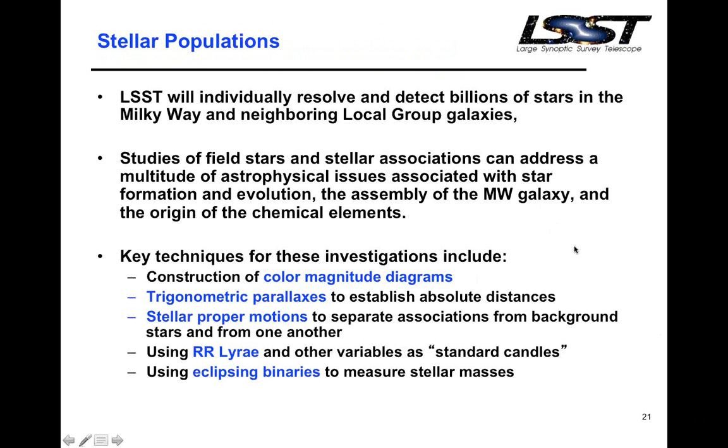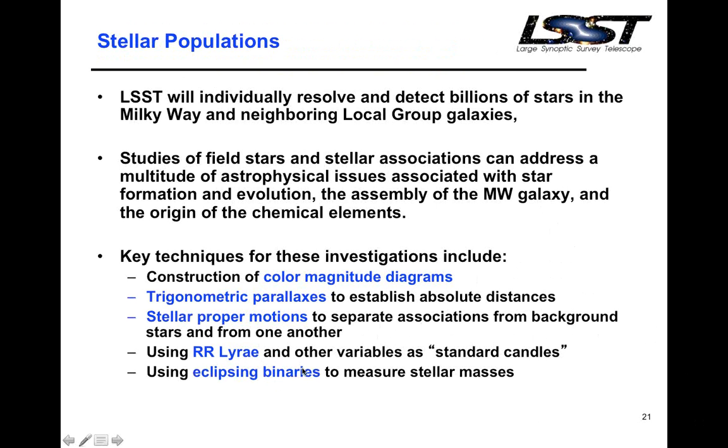And so key techniques for those investigations, most of these are classical astronomical techniques: the construction of color magnitude diagrams, derivation of trigonometric parallaxes to establish absolute distances, stellar proper motions to separate associations from background stars, and then, of course, the intrinsic variables using RR Lyrae and other variables as standard candles, and using eclipsing binaries to measure stellar masses.